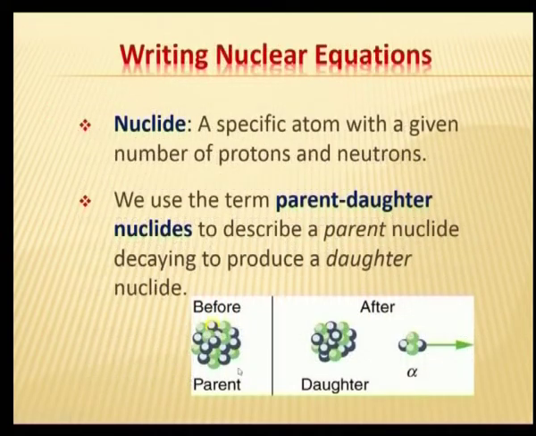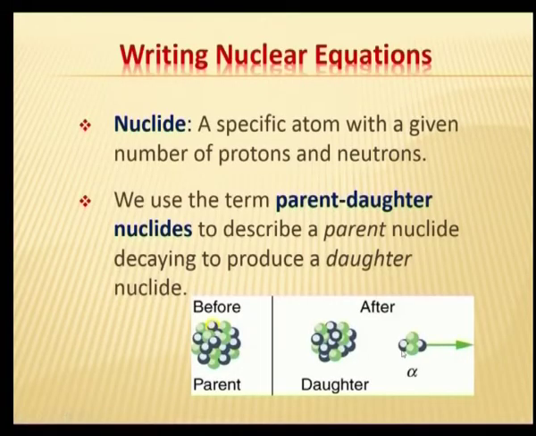228. Now, let us think of some of the nuclear reactions. You see here in the diagram a parent nucleus. The parent gives rise to an alpha particle and then you get a daughter. A nuclide is a specific atom with a given number of protons and neutrons. We use the term parent and daughter nuclides to describe a parent nuclide decaying to produce a daughter nuclide. So, a parent nucleus will decay, meaning give rise to an alpha particle, the alpha decay, and then because the alpha particle has come out, the mass number has been reduced by 4, there remains what is called a daughter with a mass number reduced by 4 compared to the parent nucleus.